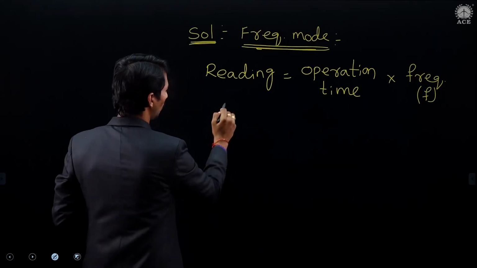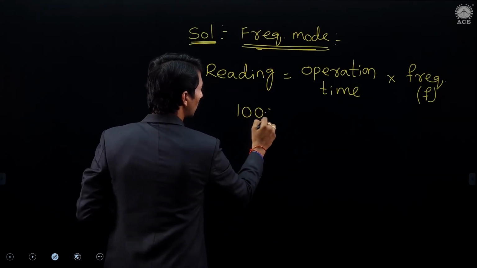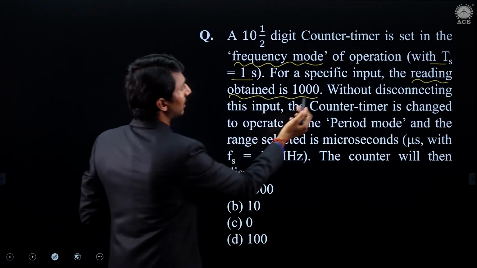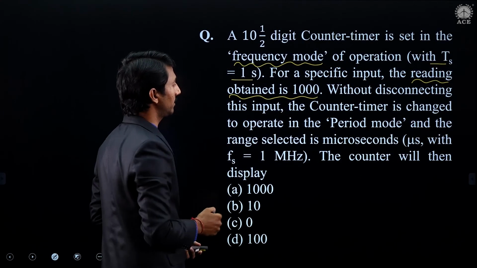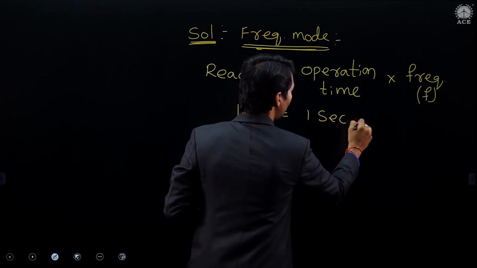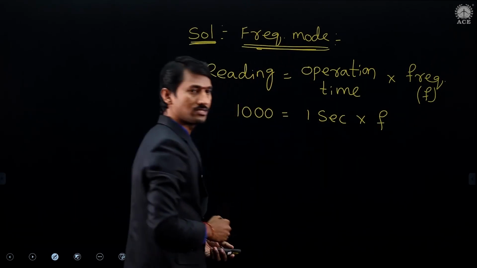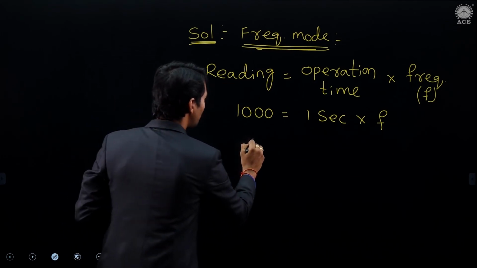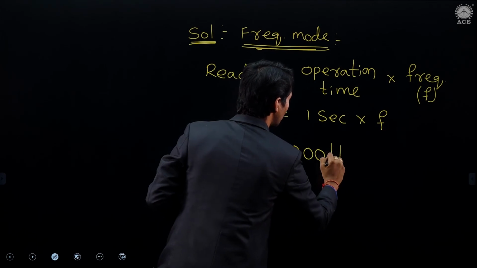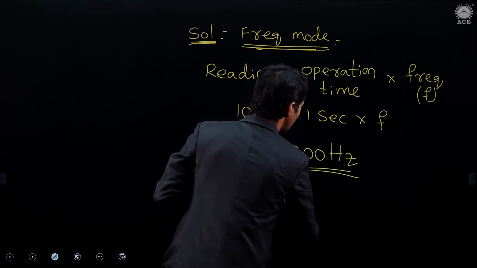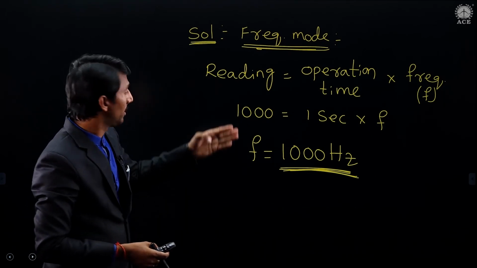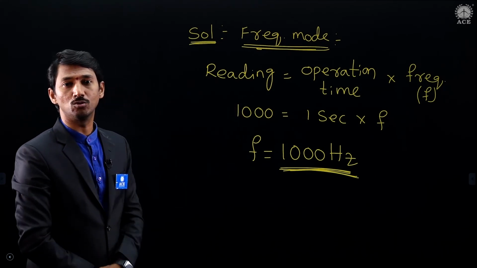In this mode, the reading obtained is 1000, and the operation time is 1 second into the corresponding frequency f. So the frequency is equal to 1000 hertz. This is the frequency given in frequency mode of operation when we obtain the reading of 1000.